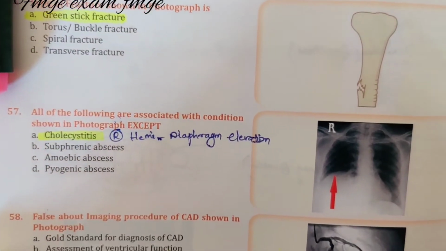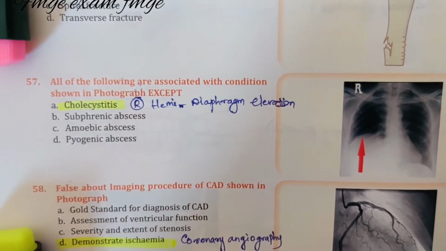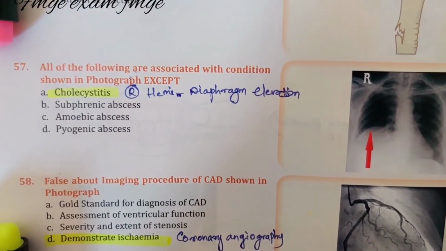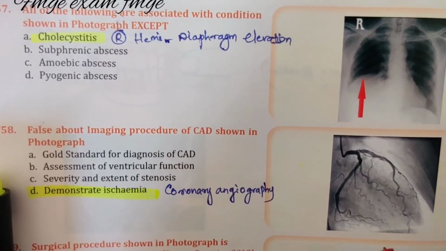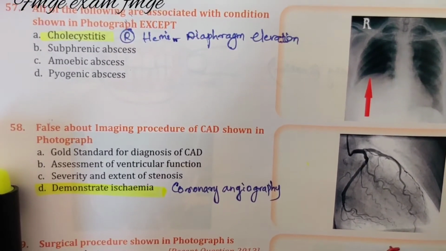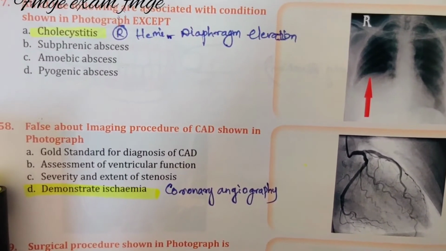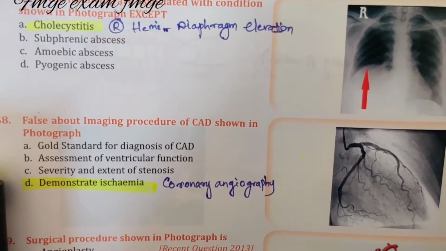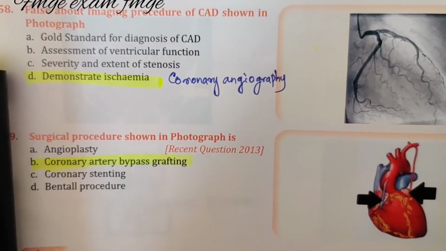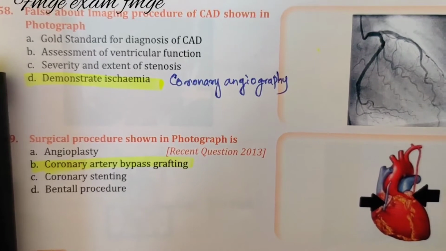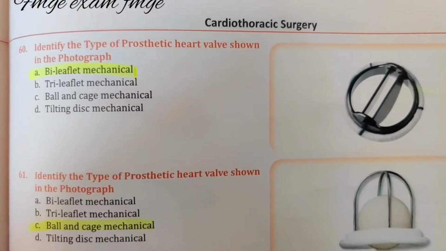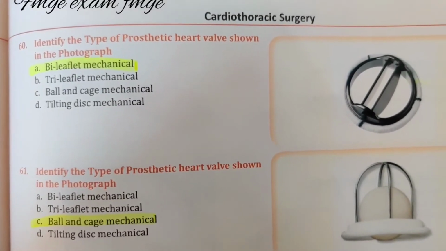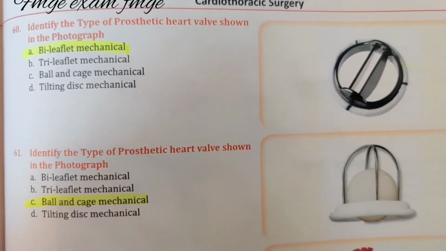All of the following are associated with the condition shown in the photograph except cholecystitis, right hemidiaphragmatic elevation. False about the imaging procedure of CAD shown in the photograph is demonstrated ischemia, coronary angiography. The surgical procedure shown in the photograph is coronary artery bypass grafting. Identify the type of prosthetic heart valve shown in the photograph: Bjork-Shiley mechanical.